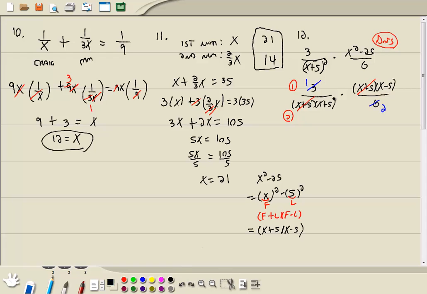So we're left with, up on top, just x minus 5. And down below we're left with 2 times x plus 5. And we don't need to do any other steps because that's as much canceling and reducing as we can do.